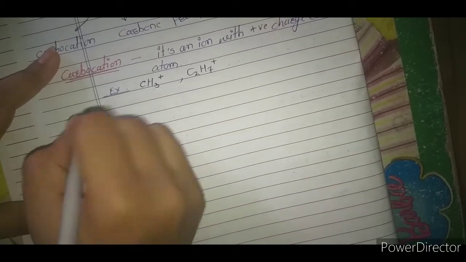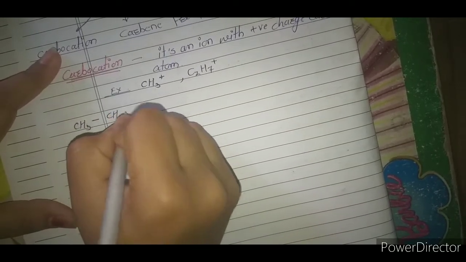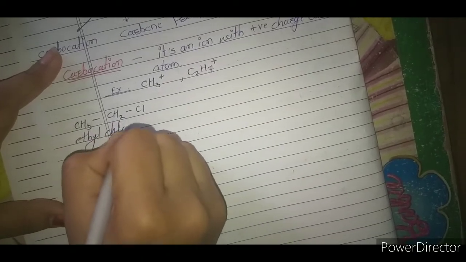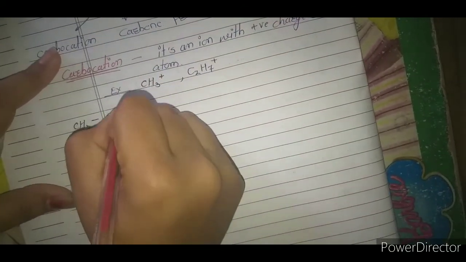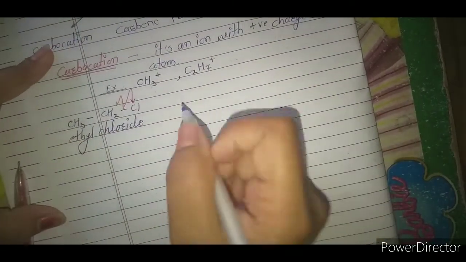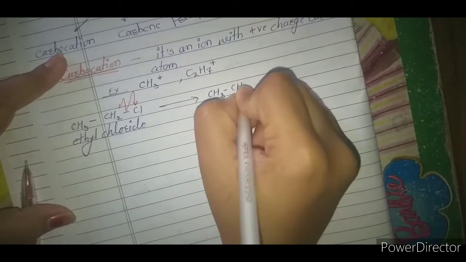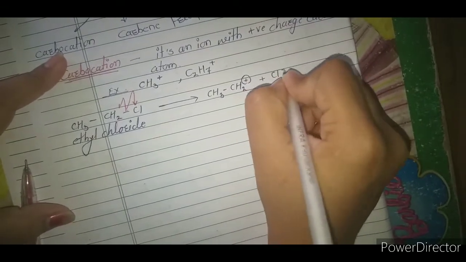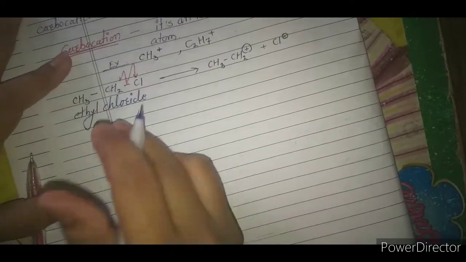So consider any reaction. Take an alkene. So I will take this ethyl chloride. So what happens in this reaction? The bonds are breaking and form this carbocation. So it acts as a carbocation, an intermediate in the reaction.